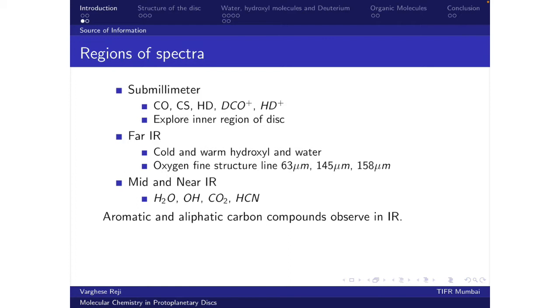We see water molecules, OH, CO2, and other gases in the mid and near infrared. Infrared radiation is emitted by aromatic and aliphatic carbon molecules when they bend and stretch. As a result, we can investigate carbon molecules in the infrared range. However, due to the presence of dust particles, the disk will be optically thick for infrared. As a result, we don't have much information regarding carbon compounds in the disk's inner area. However, for millimeter and submillimeter regions, it is optically thin. As a result, we can use it to investigate the inner regions.